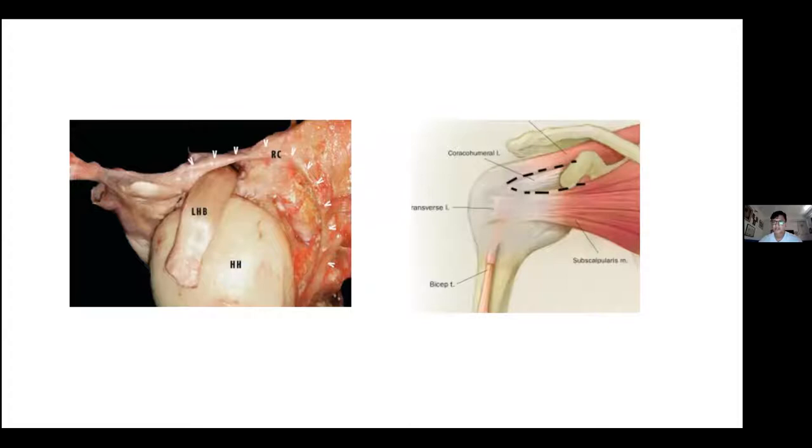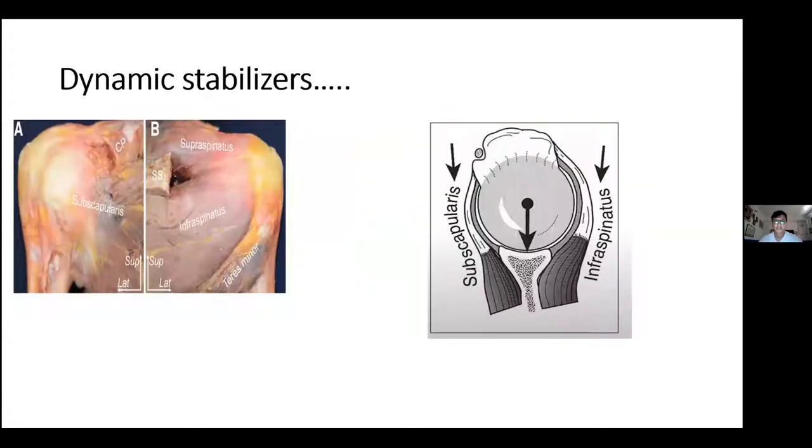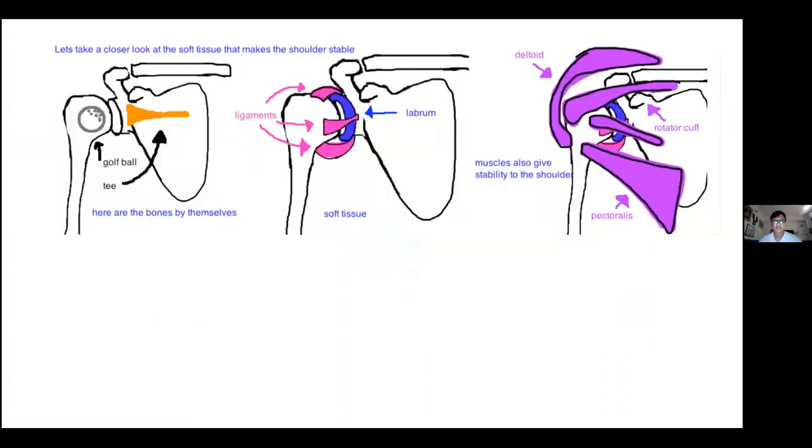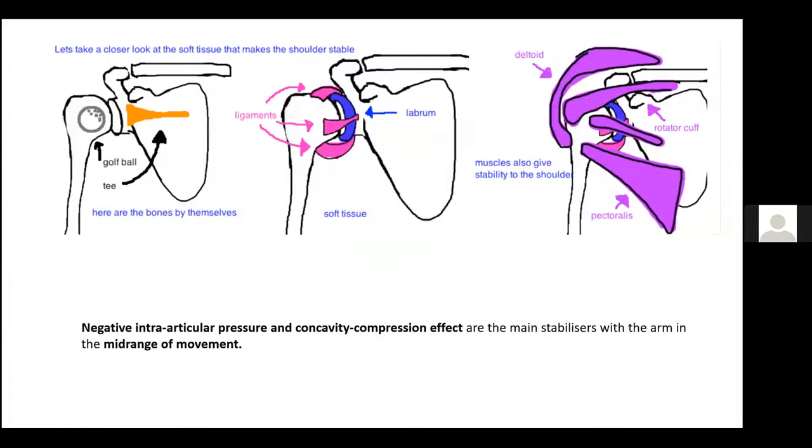and it is a major pathological contributor in some cases of multidirectional instability. In the dynamic stabilizers, as we know, the rotator cuff group of muscles will always try to compress and centralize the humeral head over the glenoid socket throughout the range of movement, especially in the mid range. So if you take a closer look, it is a complex interaction between this capsuloligamentous structure, labrum, and the dynamic stabilizers, which helps to contain the shoulder joint in its anatomical position in varying degrees of range.